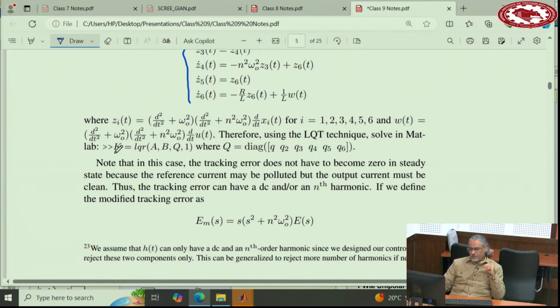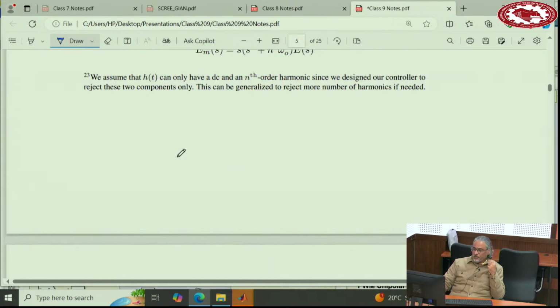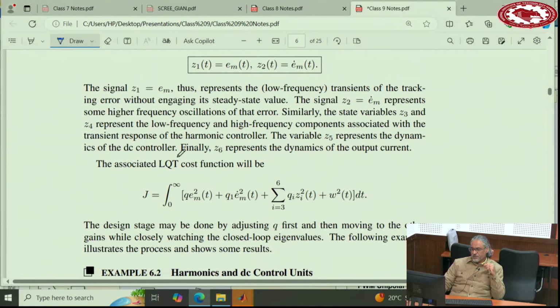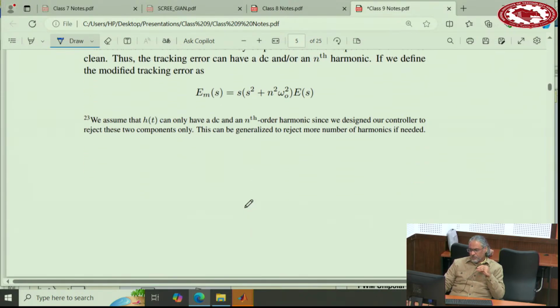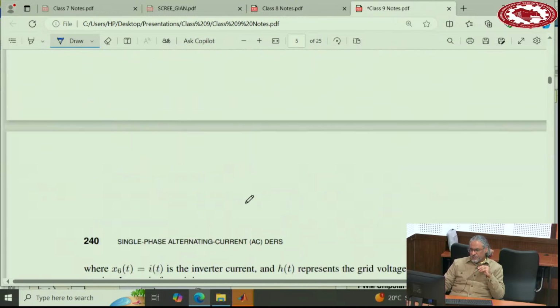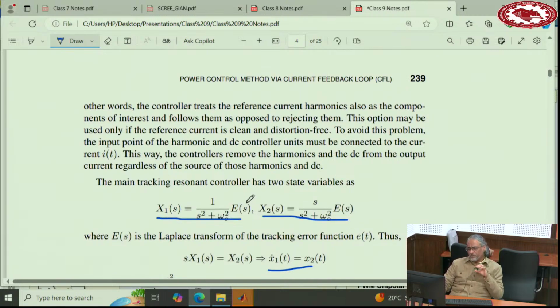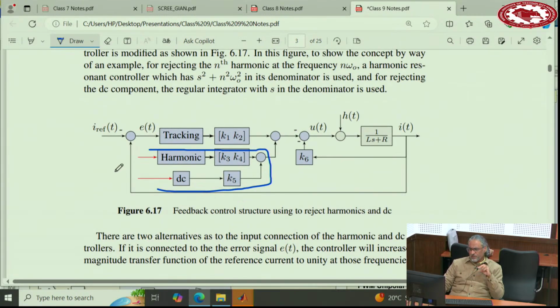And then we apply LQR. To apply the LQR, the cost function is what? The cost function is Q1, Q2 into error and error dot, derivative of the error. Now, there is a little mathematics here I don't want to engage at this time, but let me just explain the big picture of what's happening, we don't need to go into details. So what we are saying is that here we apply a sinusoidal reference, right?